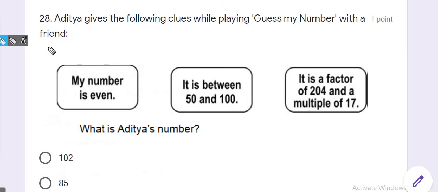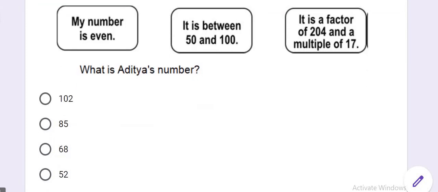Aditya gives clues while playing the Guess My Number game. He says my number is even. So out of the 4 options, whichever option is odd is cancelled out.